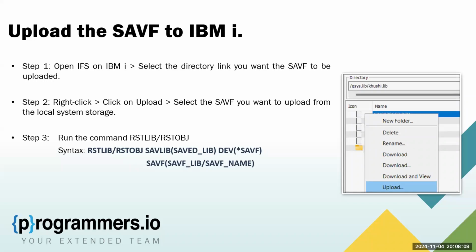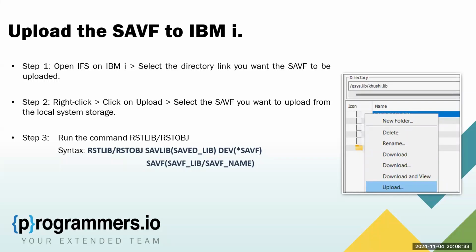Then we can run the RSTLIB command. It will restore the library data to IBM i from your save file. As discussed, there was also the command SAVOBJ. Similarly, if you have used the SAVOBJ command, you can restore the objects using the RSTOBJ command.